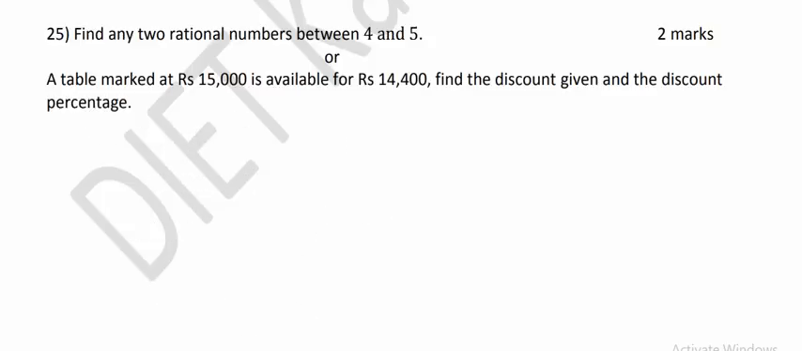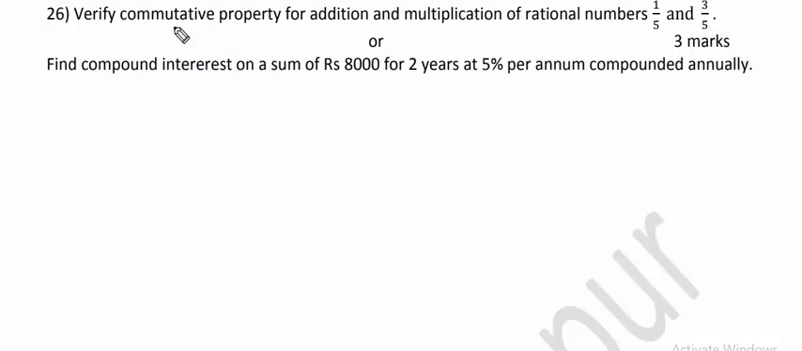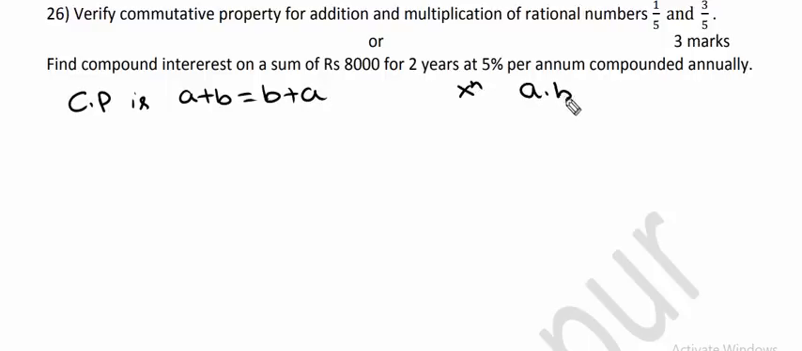So then we move on to the next question. Verify the commutative property for addition and multiplication of rational numbers 1 by 5 and 3 by 5. The commutative property for addition is a plus b is equal to b plus a. For multiplication, this can be written as a into b is equal to b into a. Here we consider a is equal to 1 by 5 and b is equal to 3 by 5.